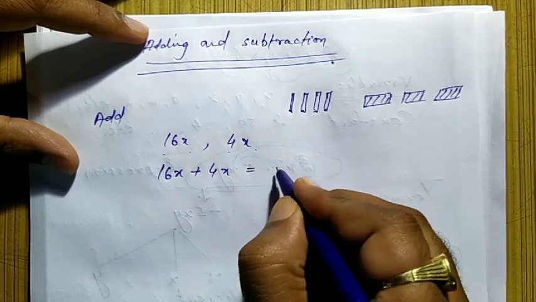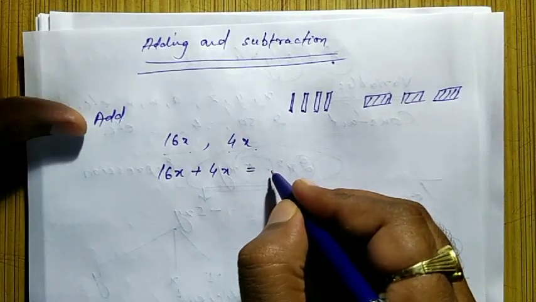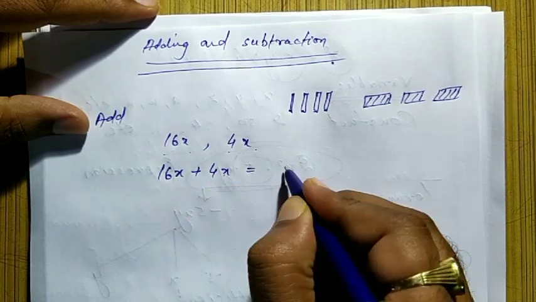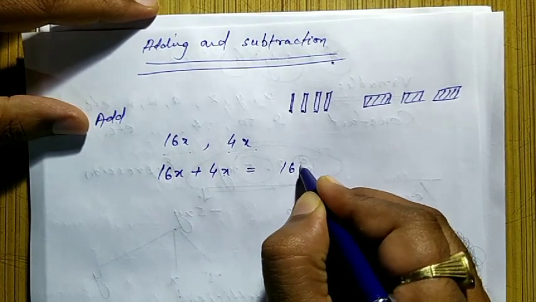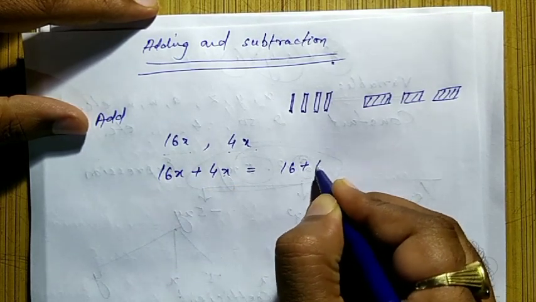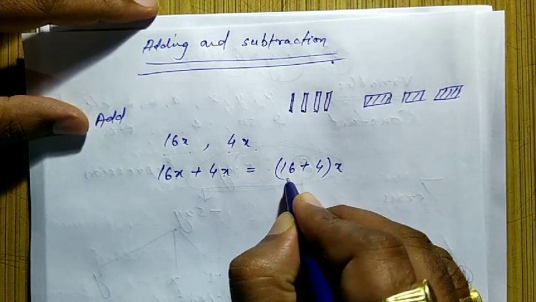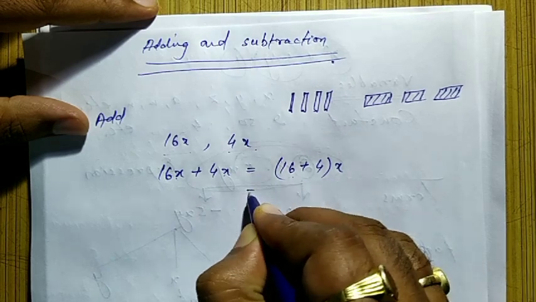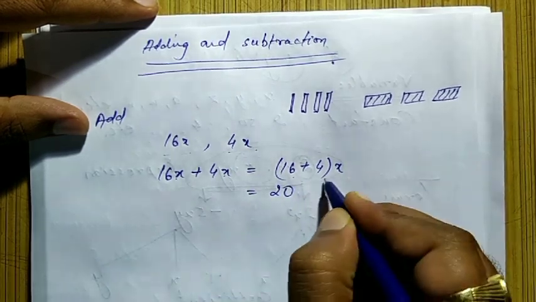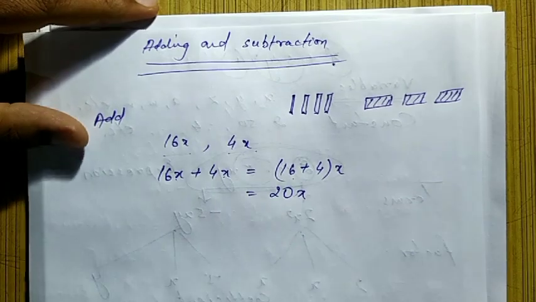Now you can take x common. So what will be inside? You take x common, so inside 16 plus 4, this will come 20, and x. That is 20x.